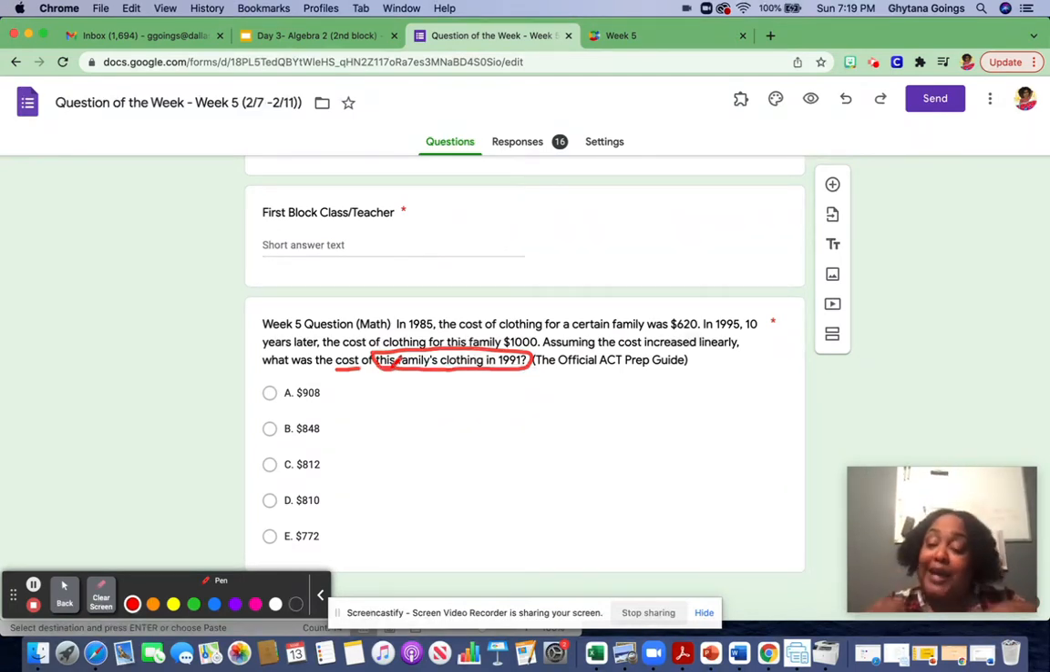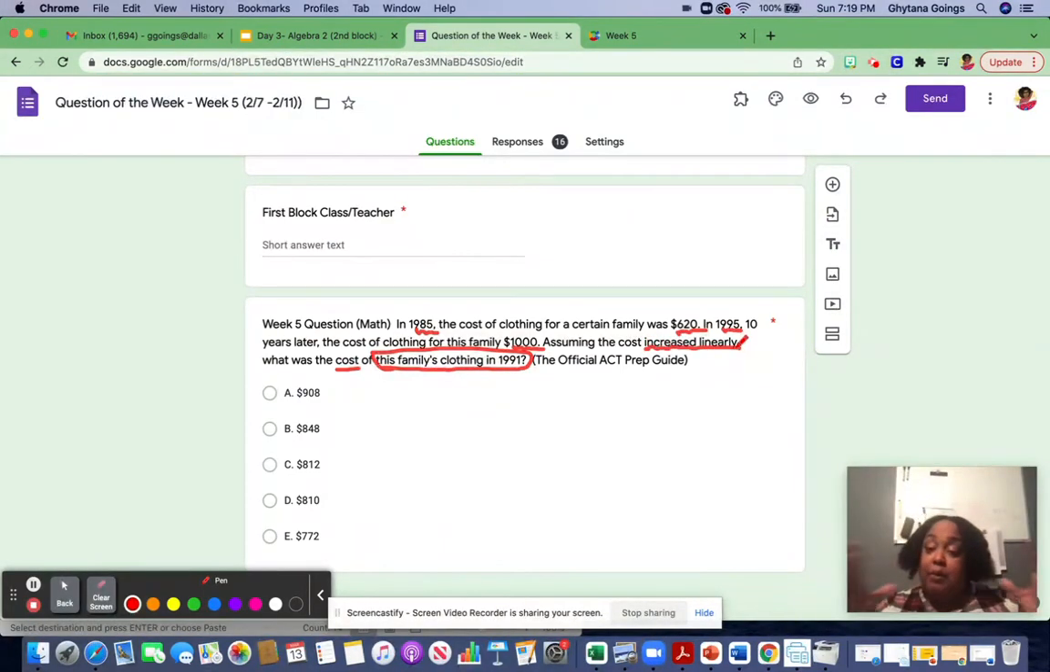Now we're going to use a squiggly line to underline all of the math that we'll need to solve our problem. So 1985, squiggly line, which is a year, the cost was 620. In 1995, which is 10 years later, the cost is $1,000. And what do we know about this cost? The cost increased linearly, okay?